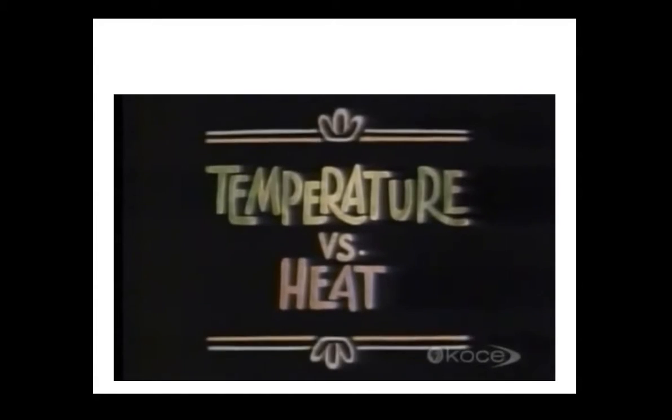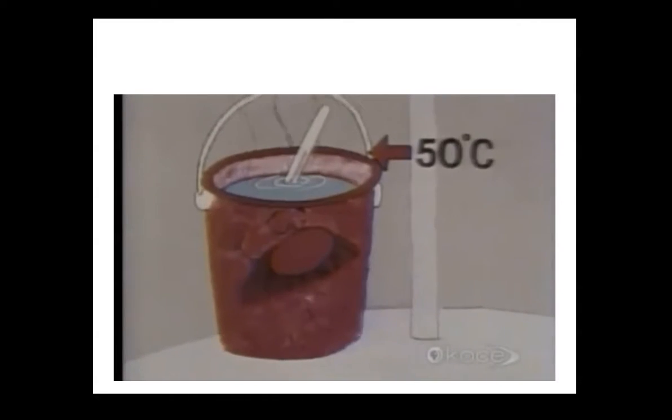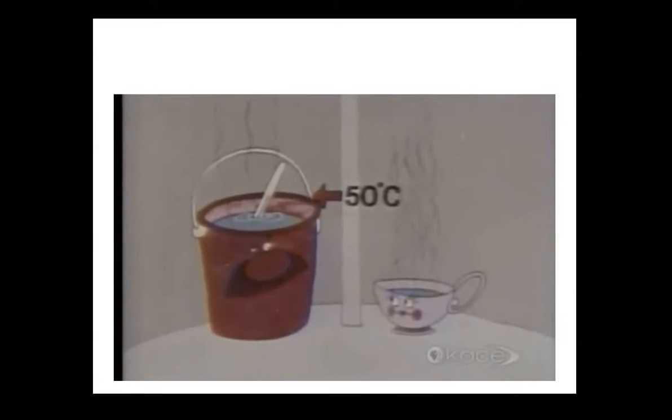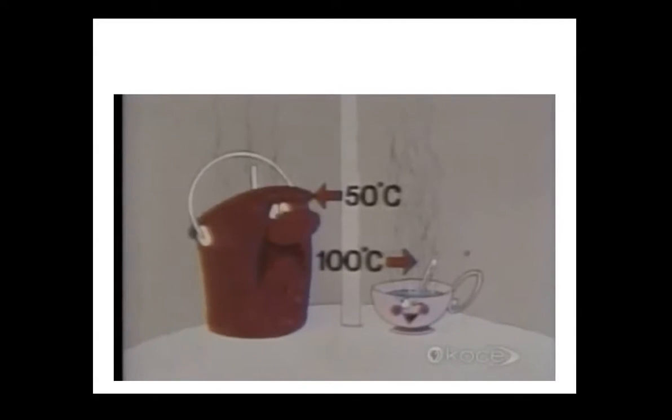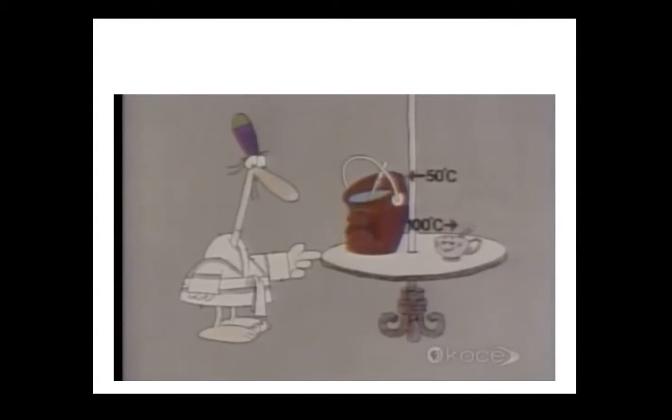And now, temperature versus heat. Here's a bucket of hot water at 50 degrees Celsius. And here's a cup of freshly boiled water at 100 degrees Celsius. In which of these two containers are the water molecules moving faster? The bucket or the cup? That's right, because the degree of hotness of the water in the cup is much higher than the degree of hotness of the water in the bucket. And the hotter something is, the faster its molecules move.